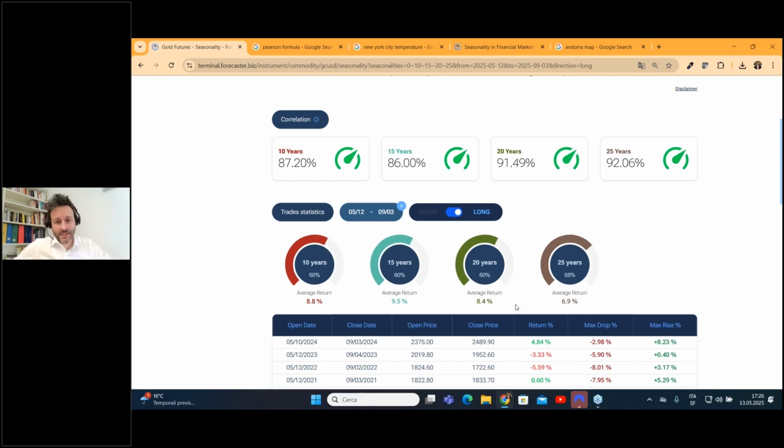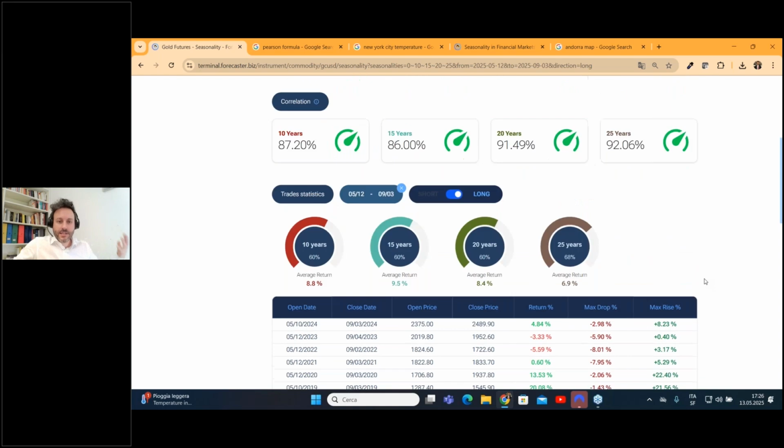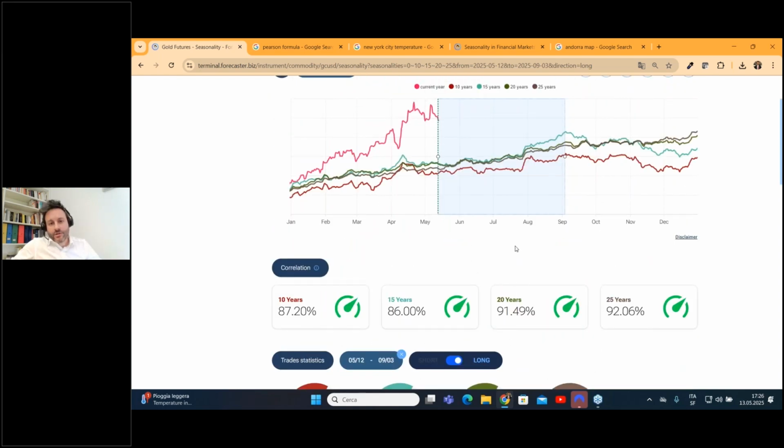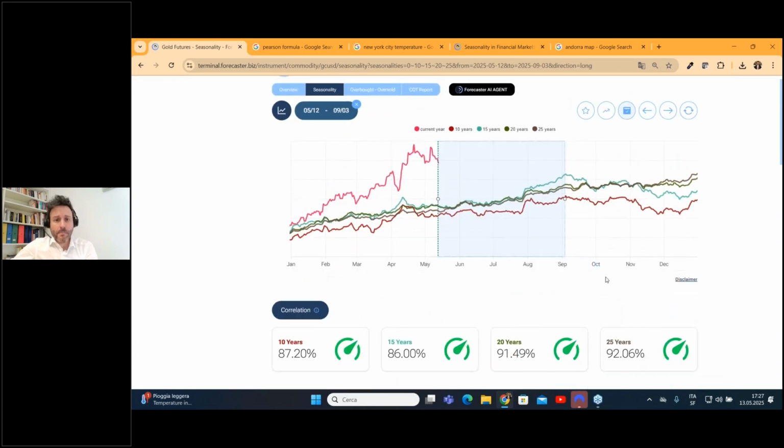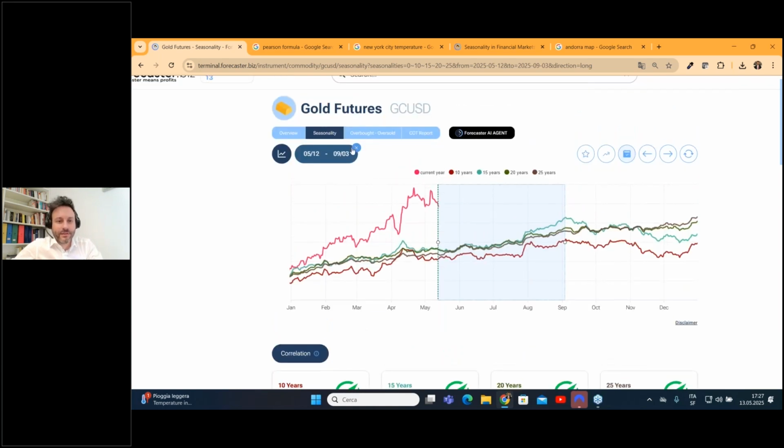So on average, let me say, we can expect for the next month an upward movement for gold of something near 8%, okay? And in this case, we combine seasonality and correlation, because of course seasonality tells us what a specific commodity did in the past, but thanks to the correlation we can understand if we can expect it also in the future, okay? And this is something amazing and important.